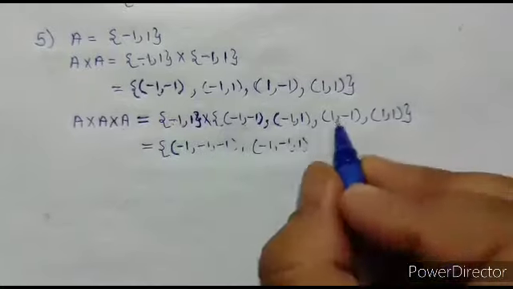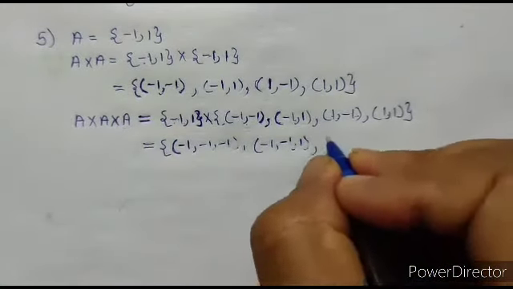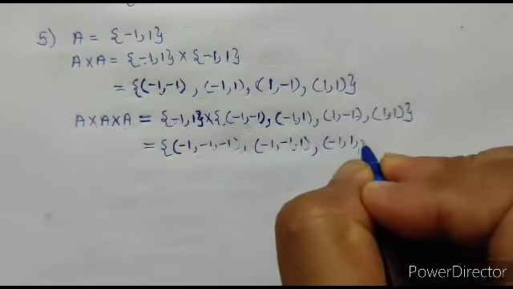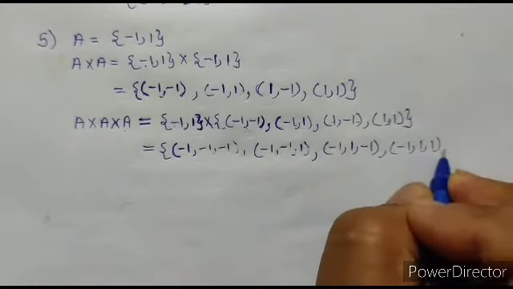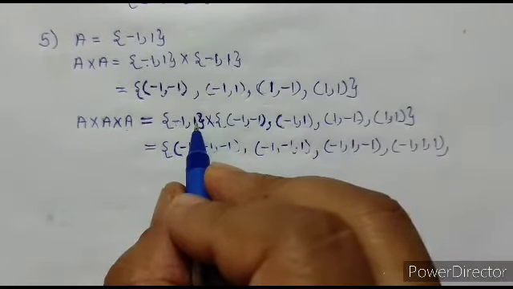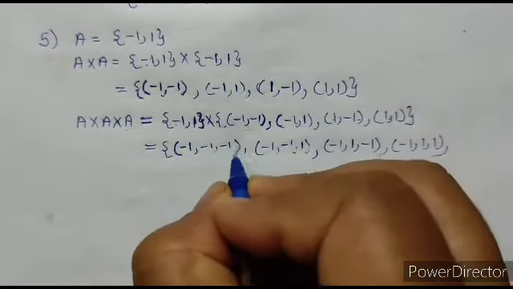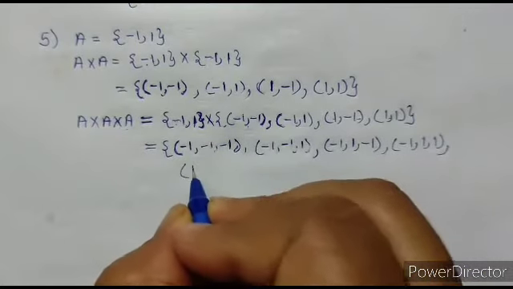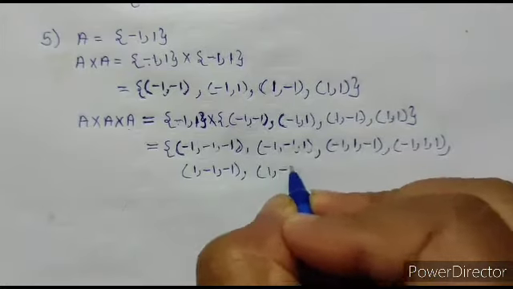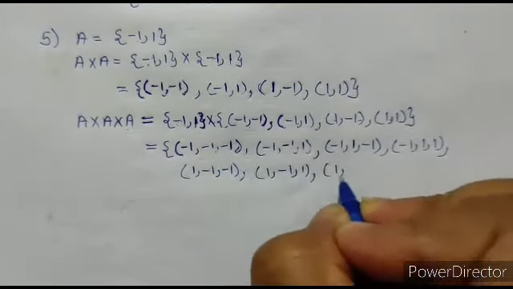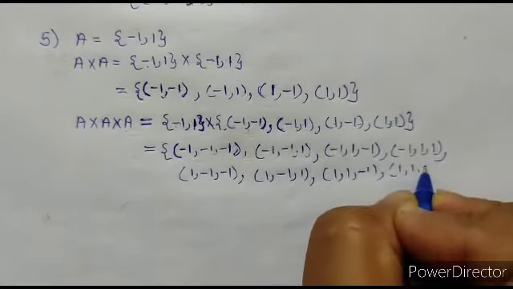Third, again with -1 we will write (1, -1), and then (-1, 1), (1, 1), (-1, 1), (1, -1), (-1, 1), (1, 1). Now for 1, on taking the first element 1 as the element of the ordered pair, we will get (1, -1), (-1, -1), then (1, -1), (1, 1), (1, 1), (-1, 1), and (1, 1), (1, 1).